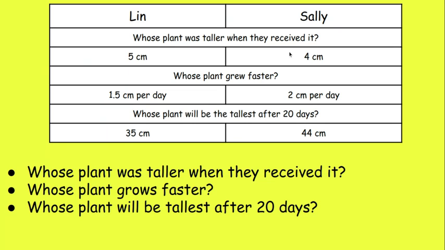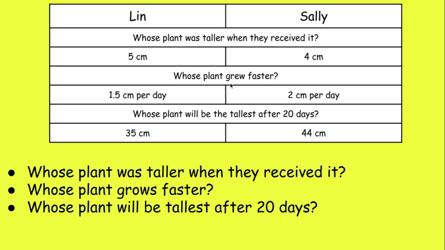So in my table I created here, my left side is for Lynn, my right side is for Sally. Whose plant was taller when they received it? That would be referring to your y-intercepts. So we talked about Lynn receiving it. When Lynn received it, it was 5 centimeters tall. When Sally received it, it was 4 centimeters tall.